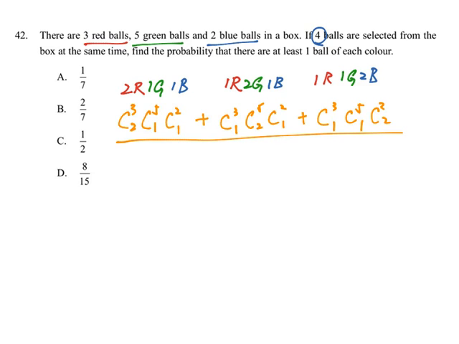And for the probability, the denominator is the total number. That means 3 plus 5 plus 2, 10. We select 4. And you can use a calculator. Finally, the answer is C.